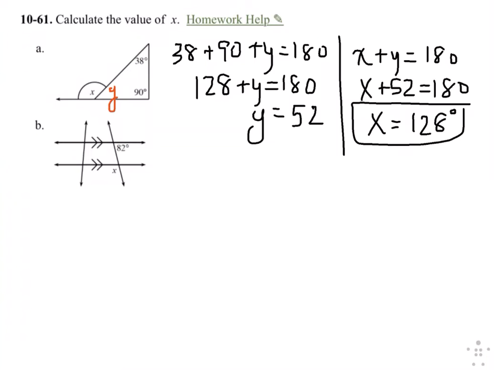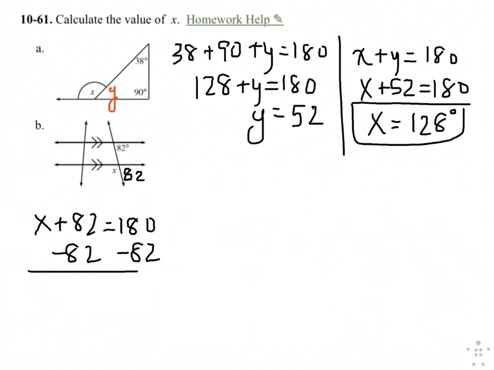So if we look at this, we know that since those lines are parallel, then this is also 82, right? So that means that x plus 82 is 180 degrees. We subtract 82, and we get x equals 98 degrees for that one.